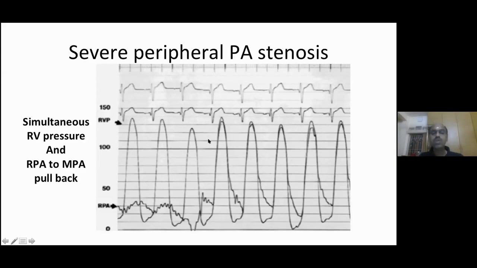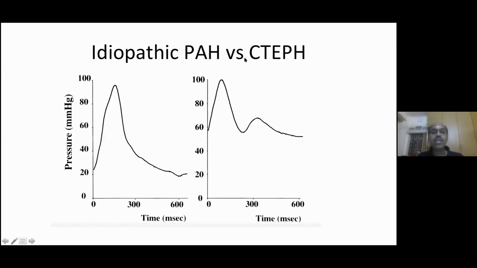So now coming to the same scenario in idiopathic PAH versus chronic thromboembolic PAH. In chronic thromboembolic PAH, yes, the condition is similar to peripheral pulmonary artery stenosis. So the PA diastolic pressure goes lower. Now it doesn't happen in idiopathic pulmonary arterial hypertension. The first one is chronic thromboembolic pulmonary hypertension. The second one is idiopathic pulmonary arterial hypertension.